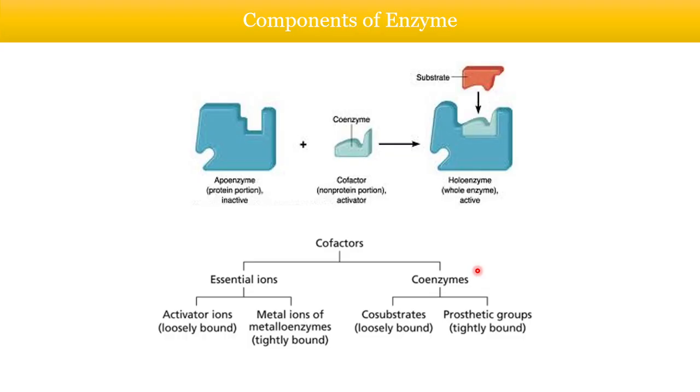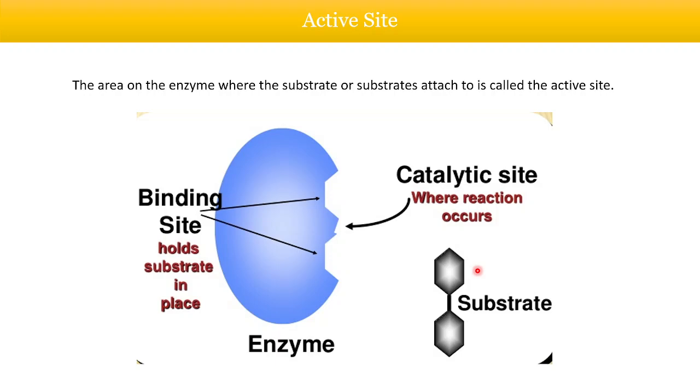Cofactor can be the coenzyme as well, let us consider, and the apoenzyme along with the cofactor or the coenzyme, whatever you say, forms the holoenzyme. Now, this holoenzyme means the whole enzyme, the active part of the enzyme which is capable of binding to the substrate. Right? Now, the area of the enzyme where the substrates bind or attach is called the active site.